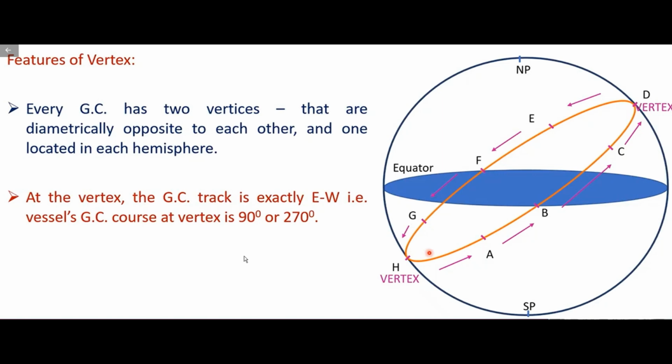So this is also clear, beta? Yes, sir. Right. So this is a very, very important property. If you want, you can write it down in your notebooks. If you want to take a screenshot, you can take a screenshot also. We will be using it time and again. At the vertex, the great circle track is exactly east-west. That is, the vessel's great circle course will be 090 or 270.